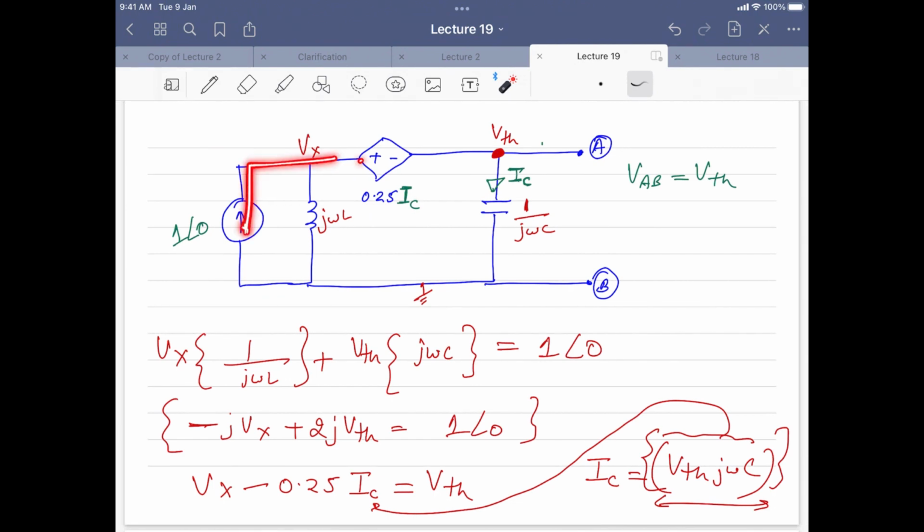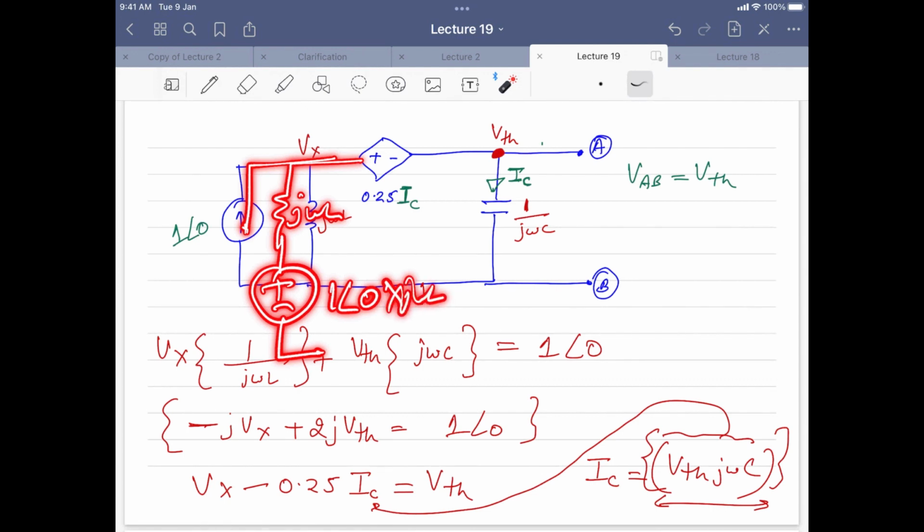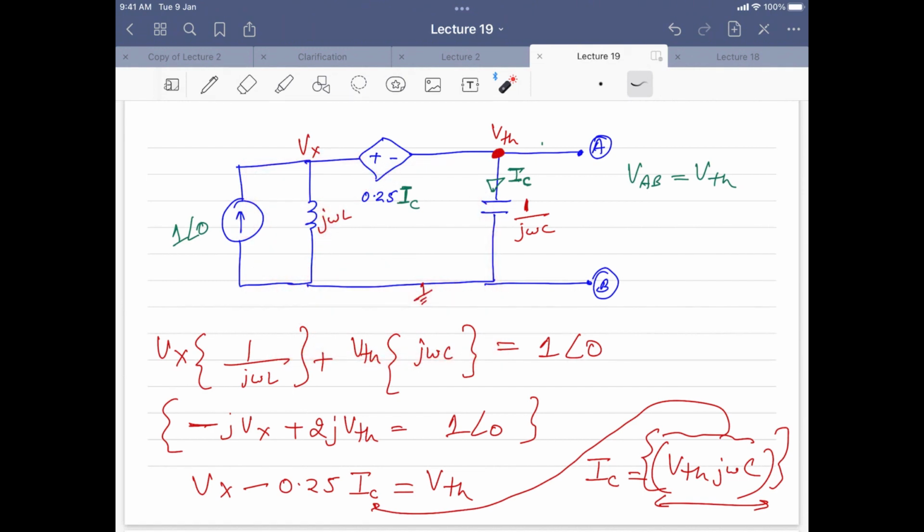इसमें यहाँ पर j omega L हो जाएगा, and then you will have a voltage source with the value 1 angle 0 times j omega L. So that value you can write a KVL, KCL and all that type of stuff. You can do that, right?